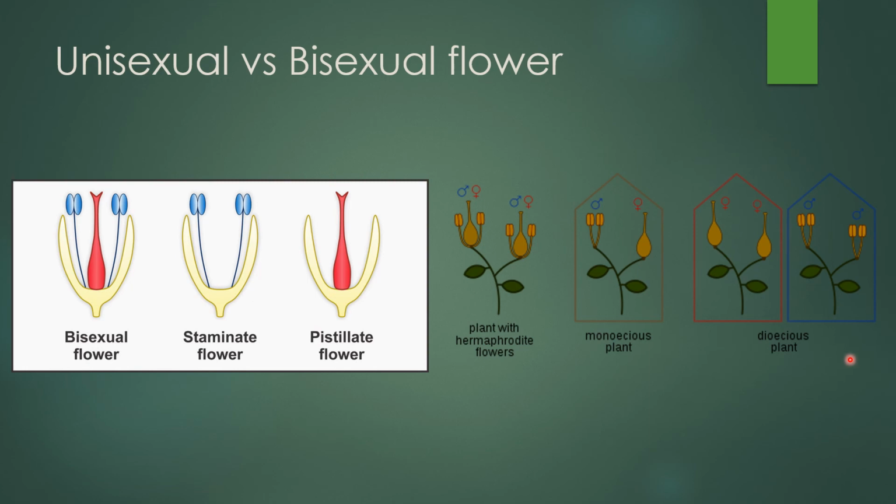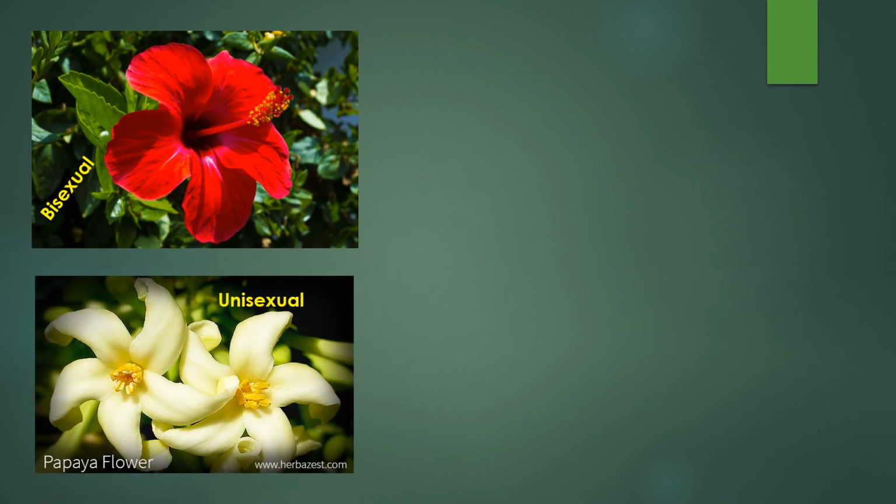And the next one is the dioecious plant. Now here, the male plant and the female plant are totally separate. So it's known as a dioecious plant. So now we're just going to see examples of these flowers and plants. So here the first one, the hibiscus, is bisexual. Next one, the papaya flower, is unisexual. We can get it in male and also female.